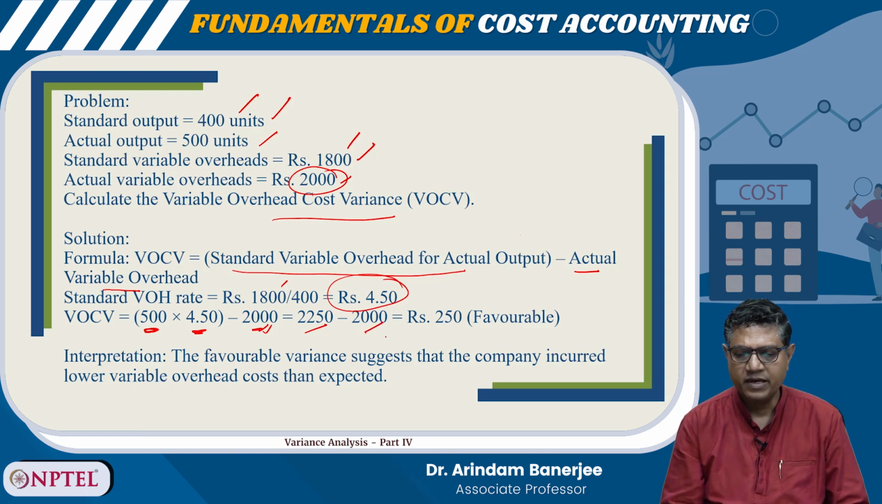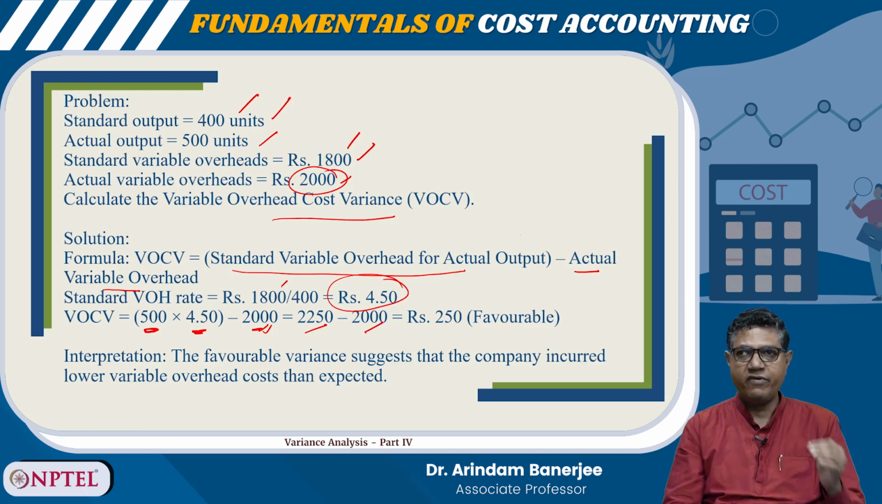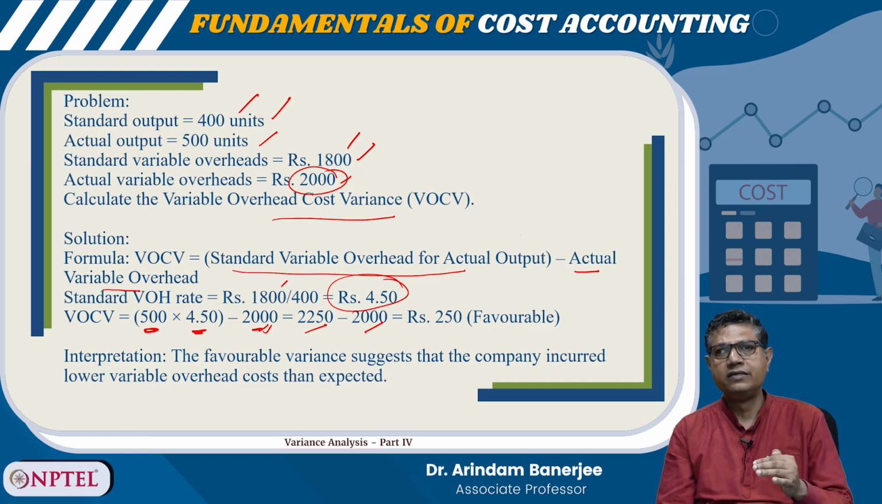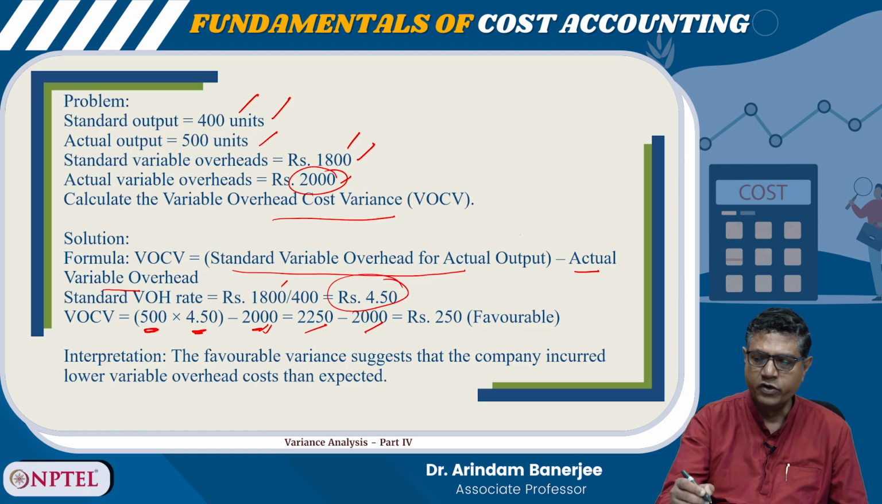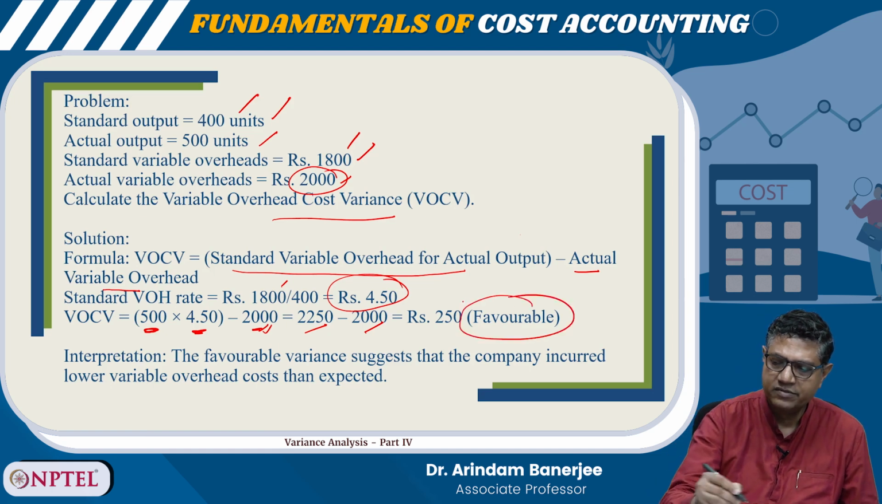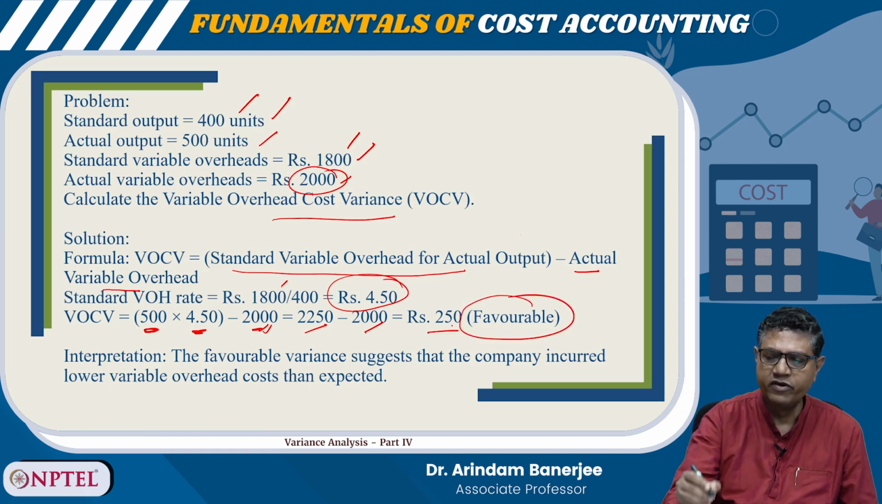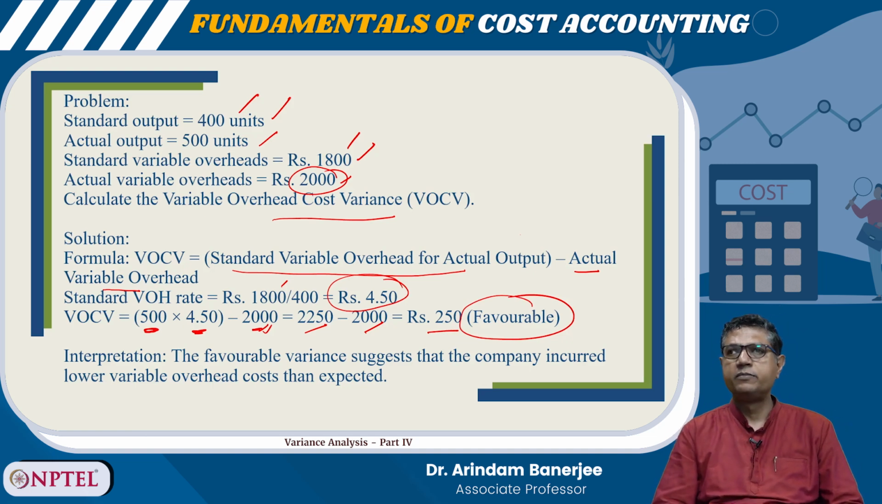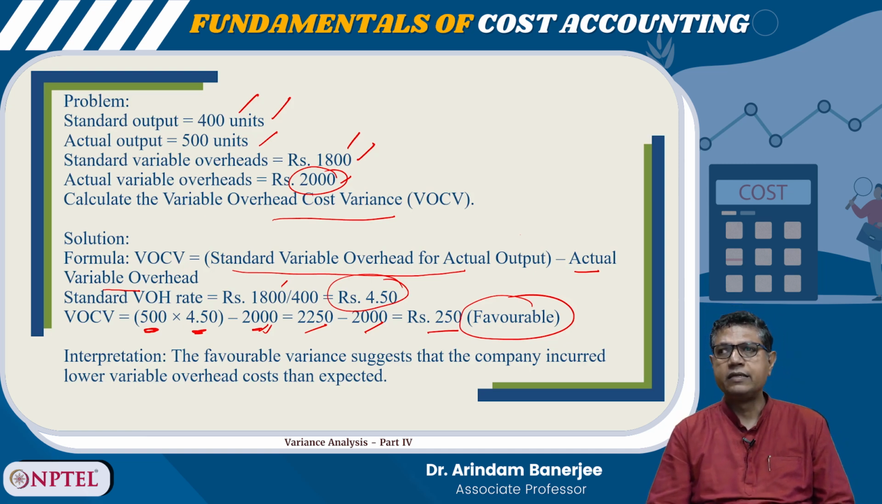Now, you see the actual variable cost, in this case, is lower than the standard variable overhead. So, it is favorable, right? How much? The difference between the two, that is 250. What is the interpretation? The favorable variance suggests that the company incurred lower variable overhead costs than expected. Fine, okay.